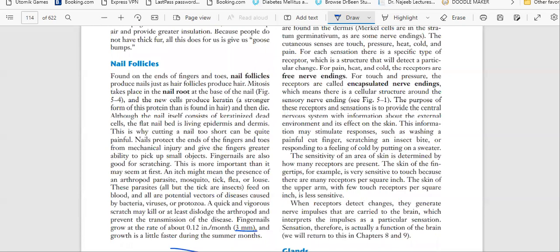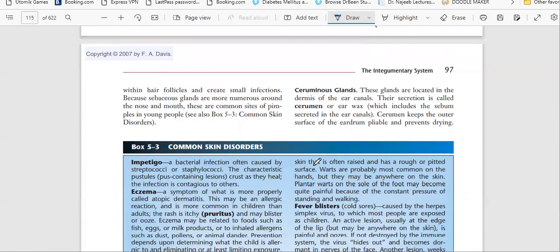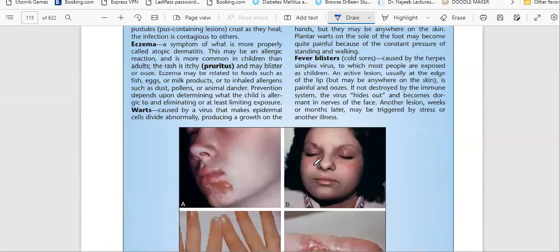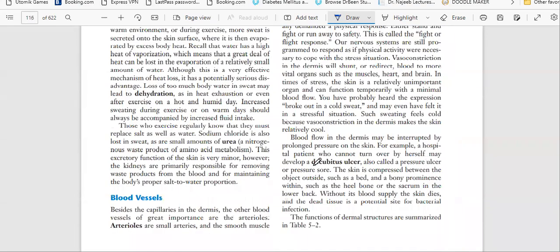So we will continue our lecture. Please join. We will talk about receptors and glands, and afterwards we will conclude. We will continue the topic. Please join.